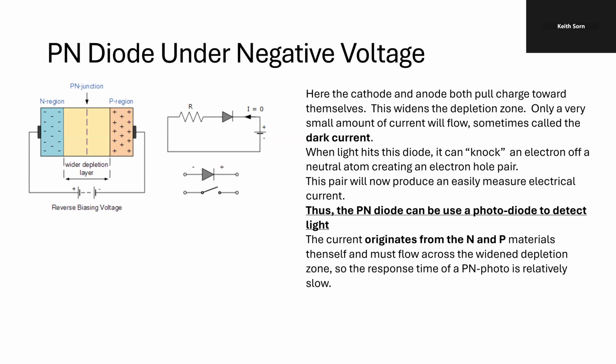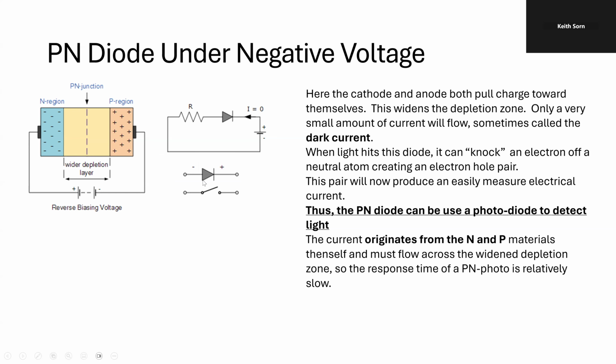Okay, here we have the PN diode under a reverse voltage, under a negative voltage. What that's going to do is widen the depletion layer. Now, almost no current flows. A little bit of current will flow, and that's called a dark current. That's some of the negative carriers having enough energy to make it across to the positive. But that is very little.